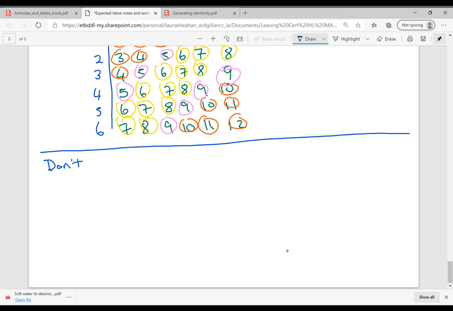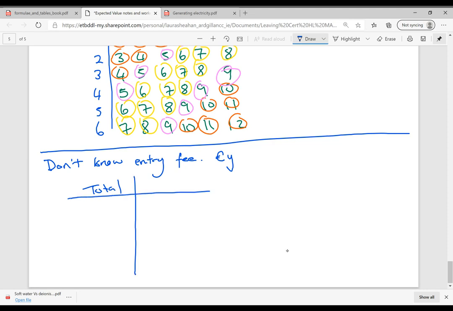So this is for the third part. We don't know the entry fee. Let's say it costs us €Y or X, whatever you want, put a letter on it. I don't know what the entry fee is to win. So I'm going to do out my two-way table again, which will be quite similar to the last one, but with one really important difference.